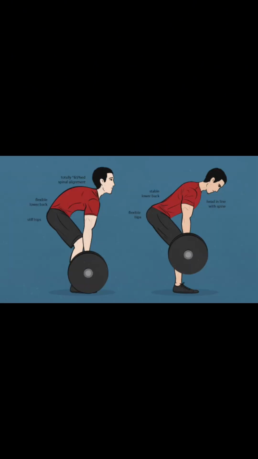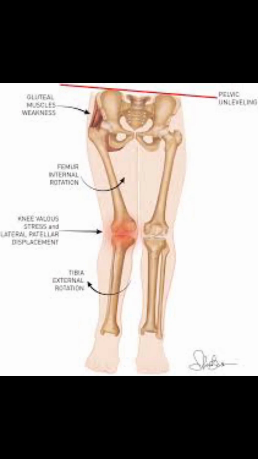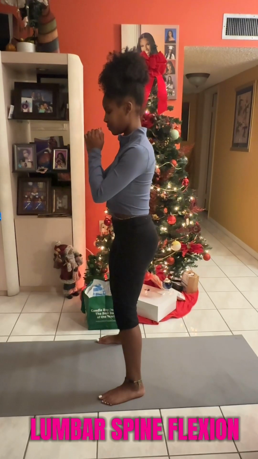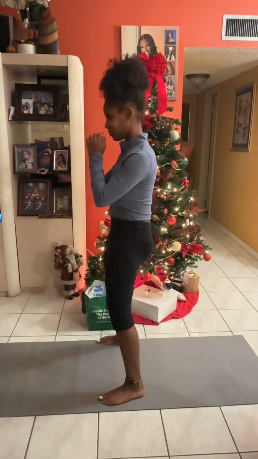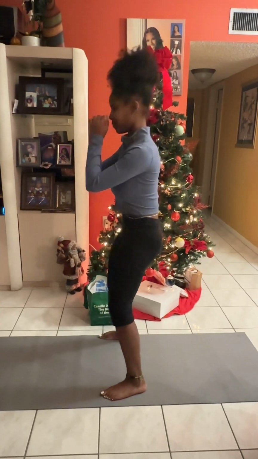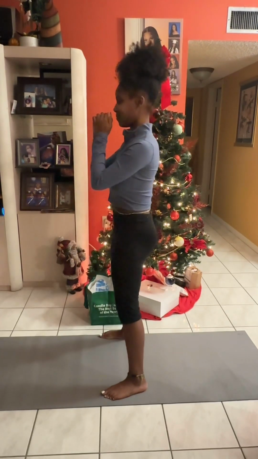A posterior pelvic tilt occurs when the pelvis is tilted backwards, causing excessive lumbar kyphosis when reaching the bottom of a squat. This leads to compensations like lumbar spine flexion, knee valgus, foot pronation, and lateral translation. Lumbar spine flexion is when there is an excessive rounding of the lumbar spine, which over time can cause lower back pain or even herniation.